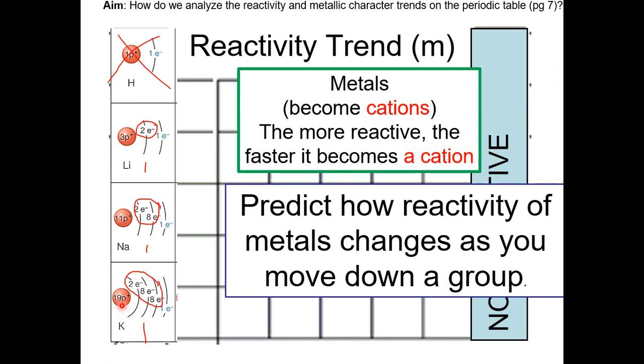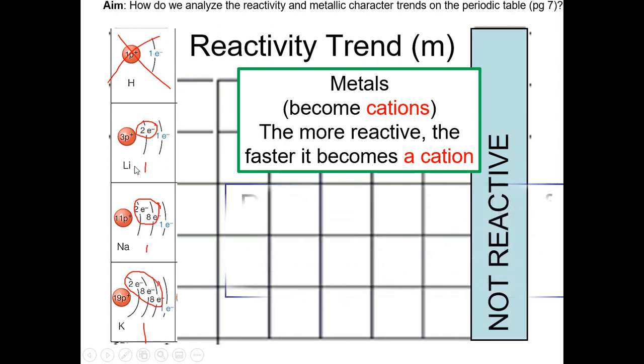Another way to think about it is if you look at the valence electron, it's on the 4th energy level, while sodium is on the 3rd, and lithium is on the 2nd. So it's much easier for potassium to lose an electron than sodium and lithium. So the trend for the reactivity of metals within the group is that it increases as you go down.